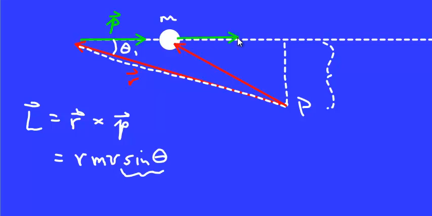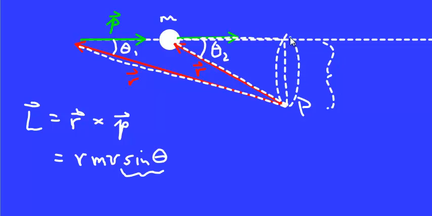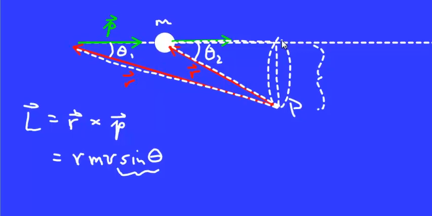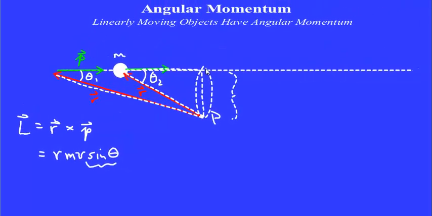Hopefully you can see now that that angle has changed. This is a new angle, a bigger angle, but there's a smaller r. So it turns out that in this new triangle here, this side is still the same. So what you get is that, yes, an object moving in a straight line does have an angular momentum about a point, but that angular momentum is constant.